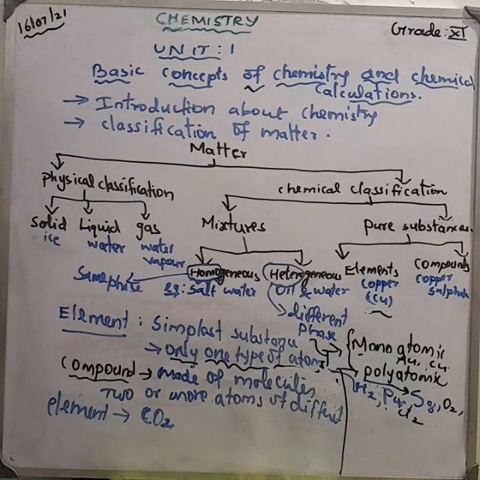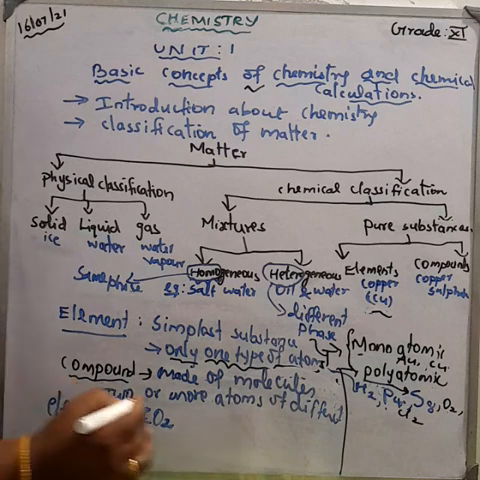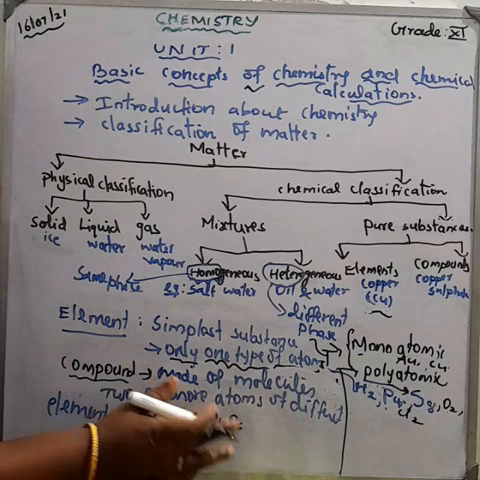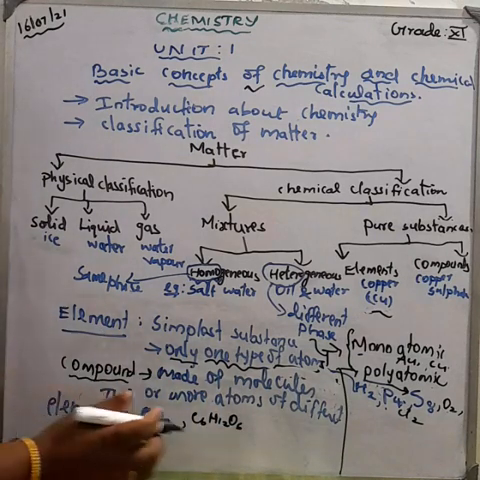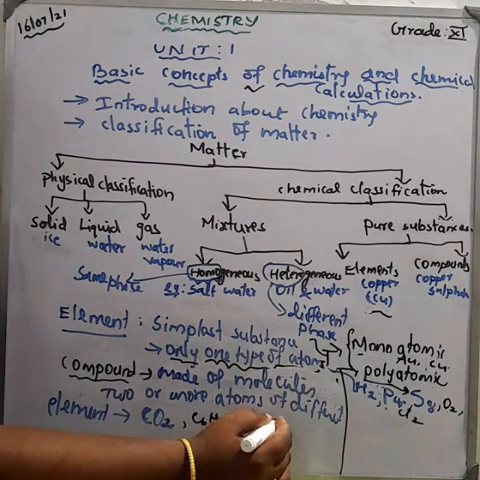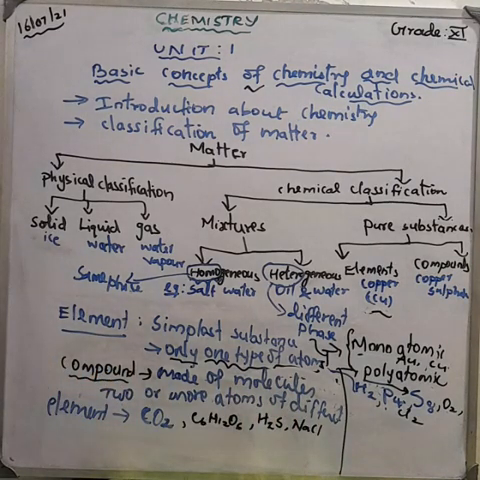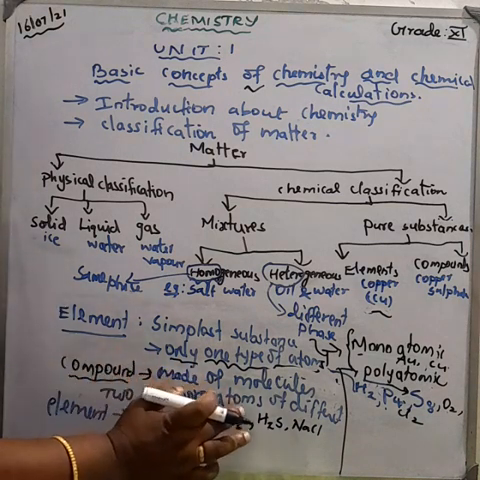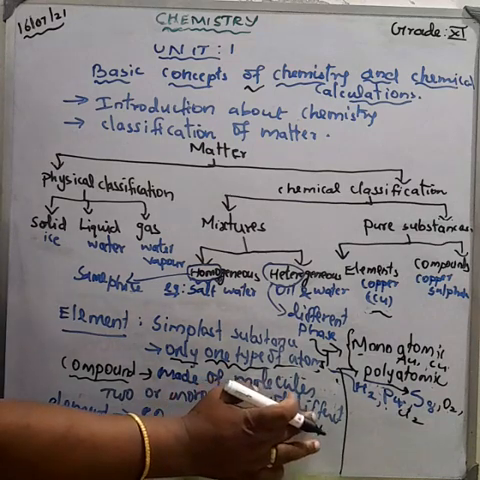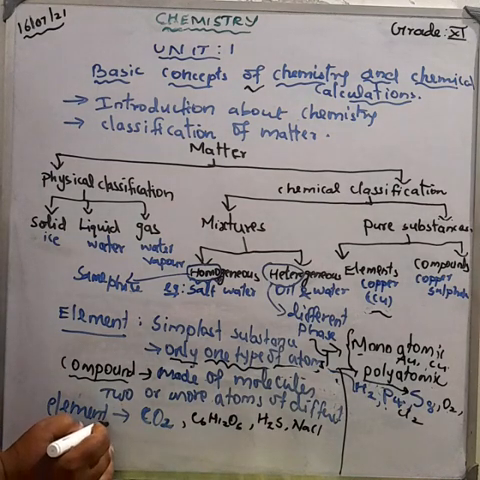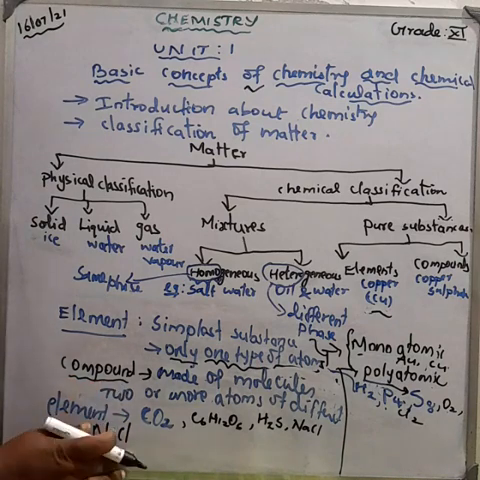Understood? Glucose, C6H12O6, is one of the compounds. Otherwise we call it a molecule also. Hydrogen sulfide, H2S. Sodium chloride, NaCl. These are the compounds. So what do we mean by compound? Compounds are made up of molecules which contain two or more atoms of different elements. If we consider NaCl, Na and Cl, two different elements combined to form the compound.